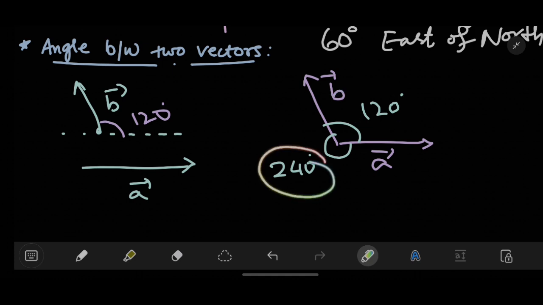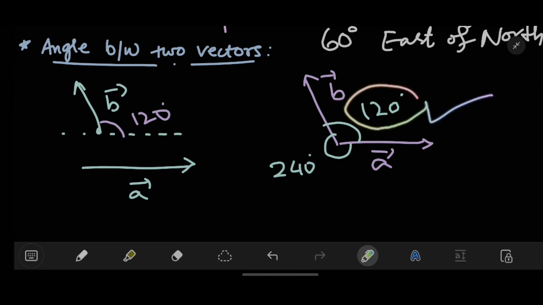This is not the angle between the two vectors, this is the angle, because it should be less than or equal to 180 degrees. So 120 degrees is the angle between them. So this is the concept completely. Concept 2 is completed.